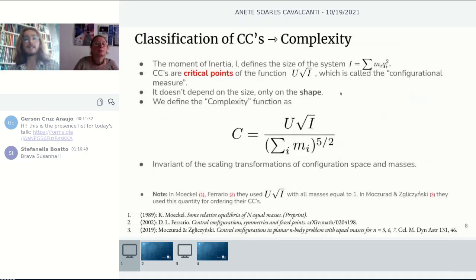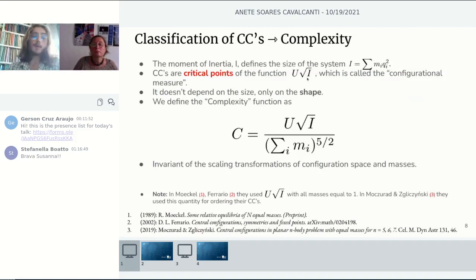It's not something that we have proposed in this work for the first time, as other authors have also used it. But basically, it is a definition that is based on the moment of inertia, which defines the size of the system. Here would be the expression. And then, using the fact that central configurations are critical points of this function, the Newtonian potential multiplied by the square root of the moment of inertia, which in this context is normally called the configurational measure, we can build this equation.